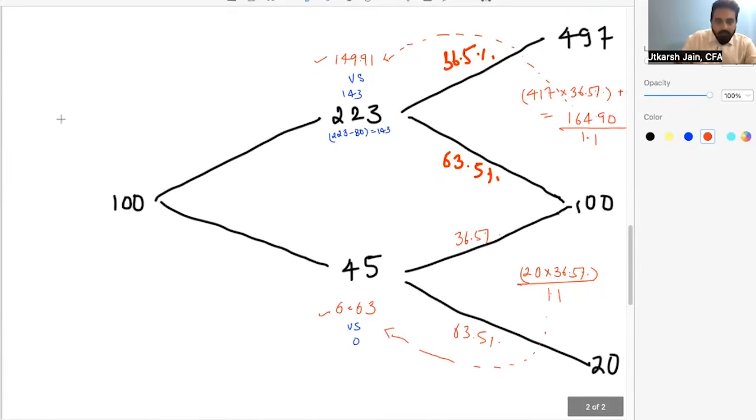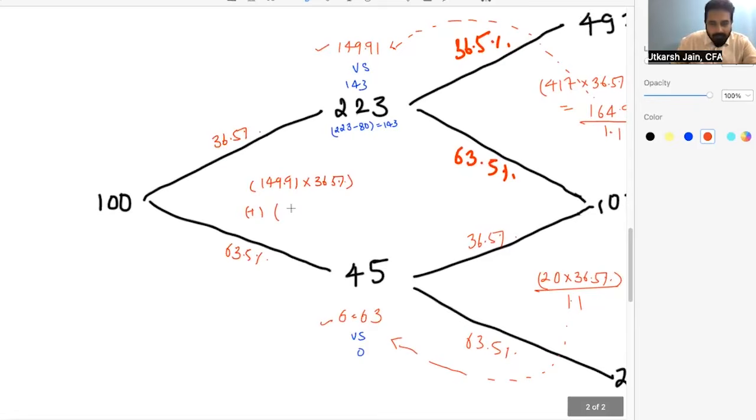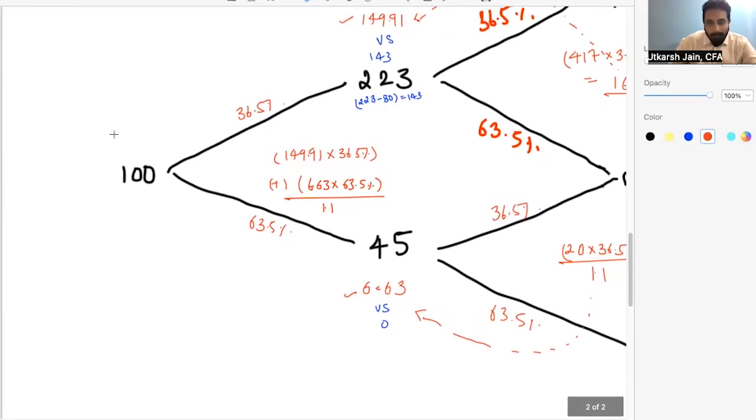So now we take the higher of the value and we take an average again. 149.91. Remember, this is 36.5% and this is 63.5%, right? So 149.91 into 36.5% plus how much? 6.63 into 63.5% divided by 1.1. Can you just give me a final answer here? Average divided by 1.1, final answer, how much is this? Okay, 53.37.